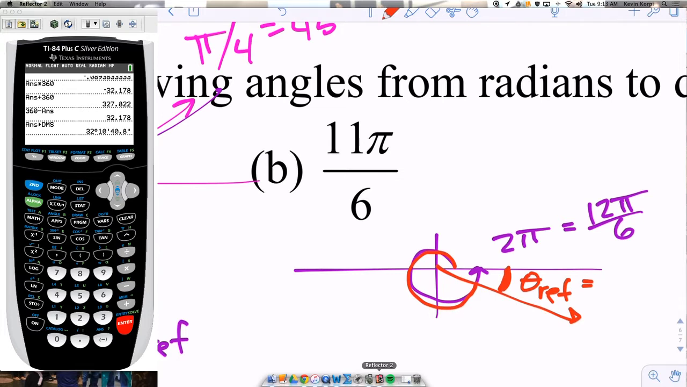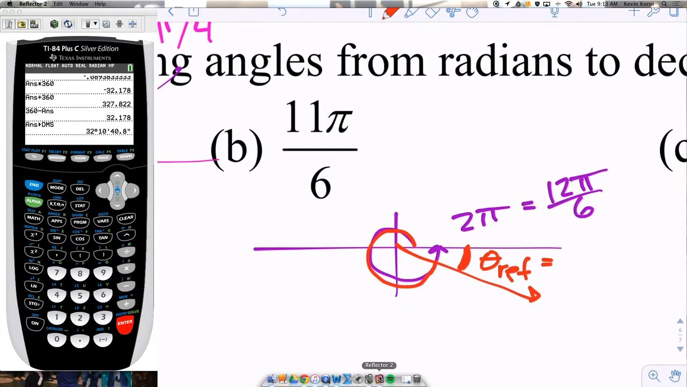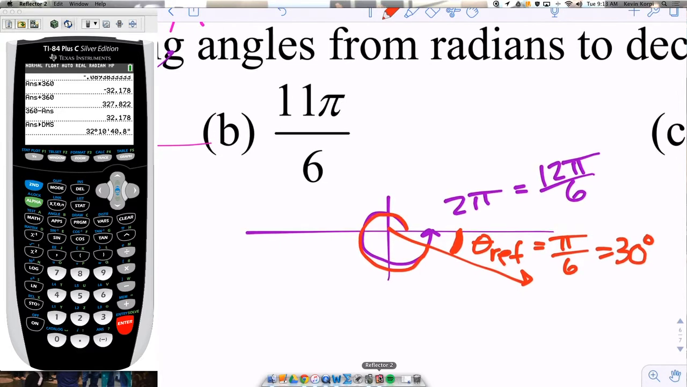30 degrees or how many radians? Pi over 6, or a sixth of pi, right? If one full rotation is 12 pi over 6 and we're going all the way to 11, we just need one more pi over 6 to make a full rotation. So you could do it one of two ways. You can realize that pi over 6 is the same as 30 degrees. They're equivalent. And if you're stopping 30 degrees short of 360, then that angle should be 330.